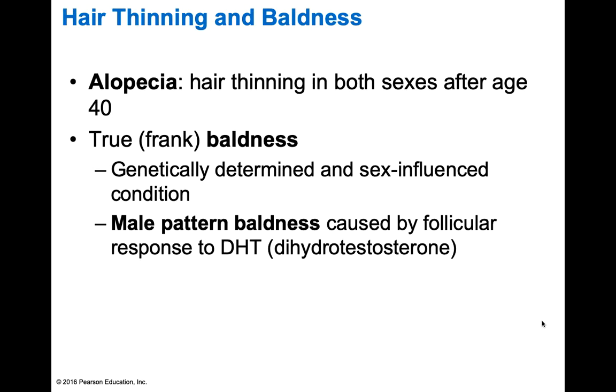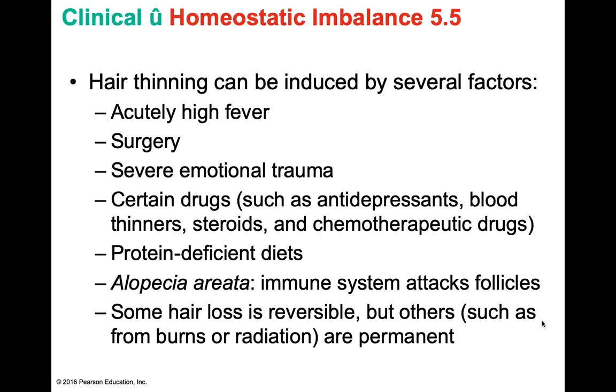Hair thinning and baldness can occur in both men and women. So we have something called alopecia, which is hair thinning in both sexes after the age of 40. True baldness is genetically determined and sex influenced. Male pattern baldness is caused by a follicular response to something called DHT, or dihydrotestosterone, which is a hormone.